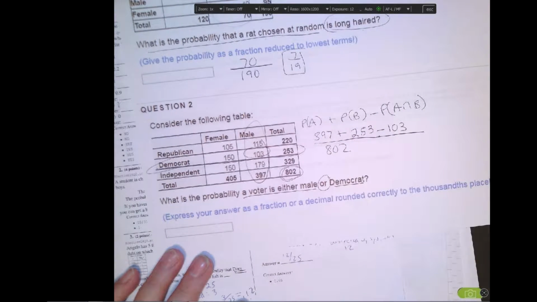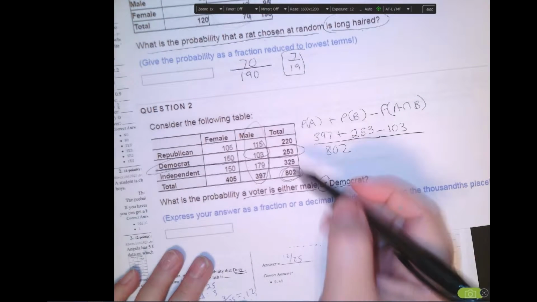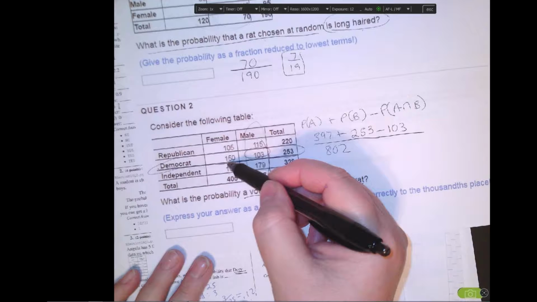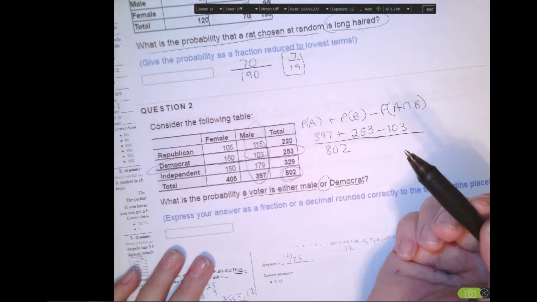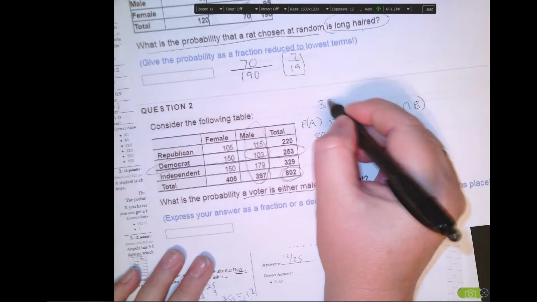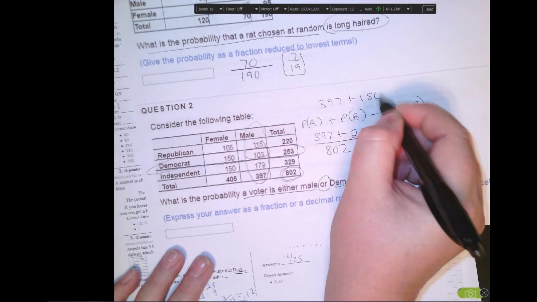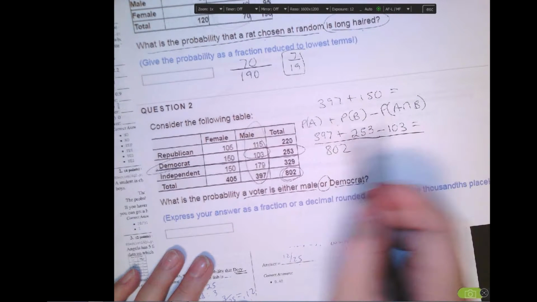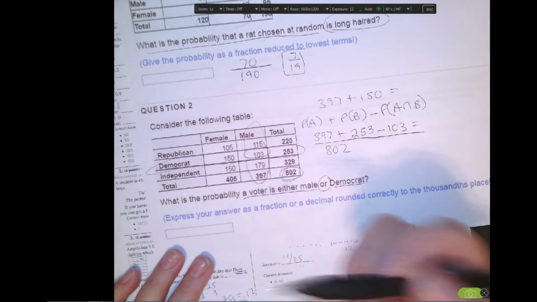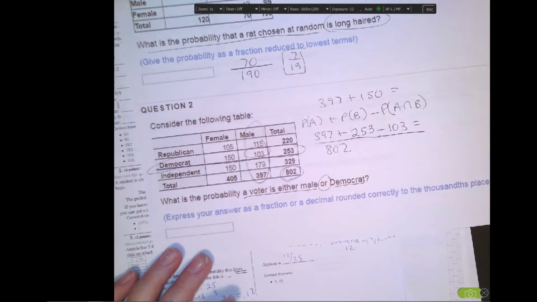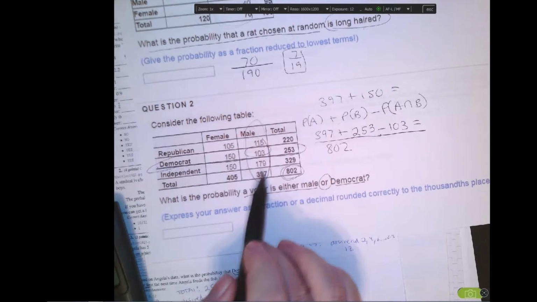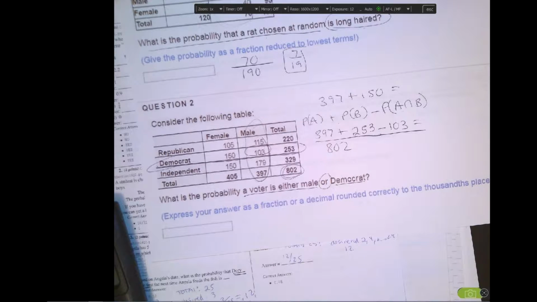Subtract the 103 out. Now, if you just want to do, here's the total males and then add in the females, 150, that works too. If you went 397 plus 150, we're going to get the same answer. This formal one would be needed if you had much larger charts where you had to do a lot of deducting. The formula would work better, but you don't need to use the formula. You can just count up all of them and don't double count any of them.